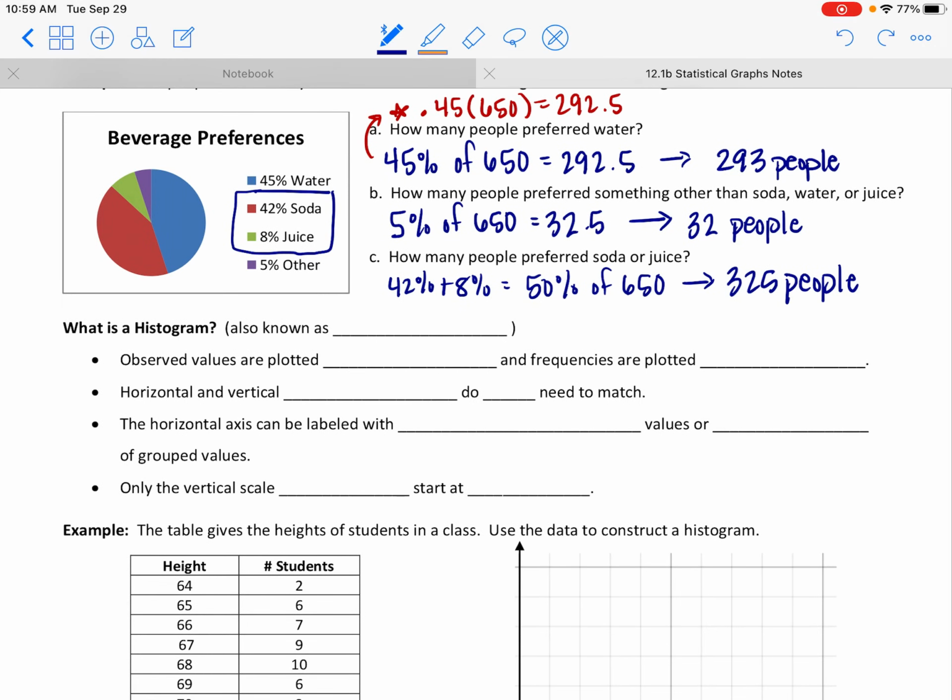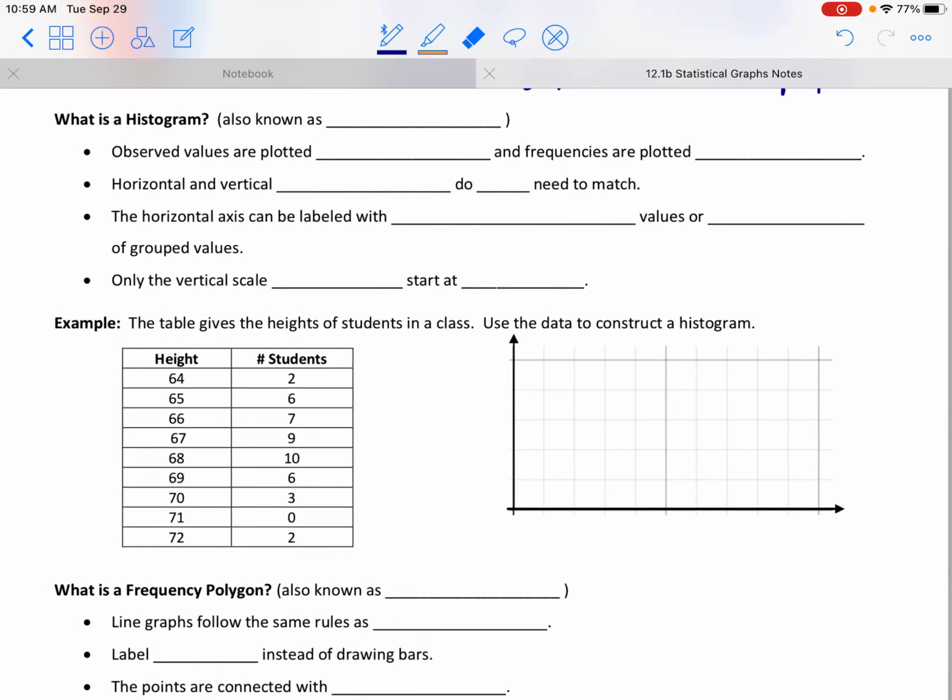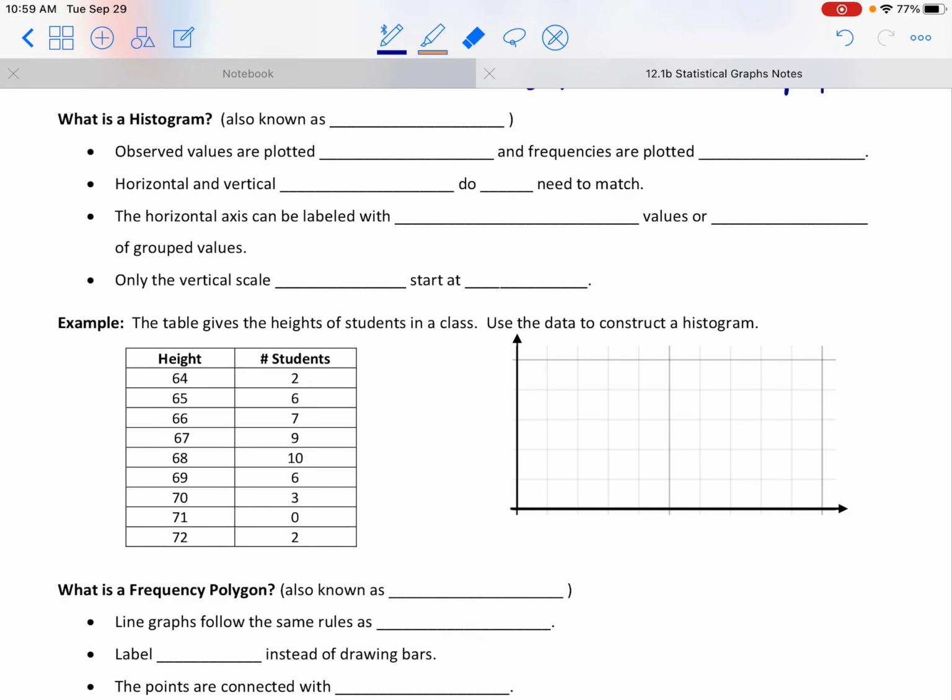So you should be able to make a circle graph. You should be able to read and interpret a circle graph, and then again understand the percentages. All right, next one we're going to call a histogram. Histogram is fancy for a bar graph.